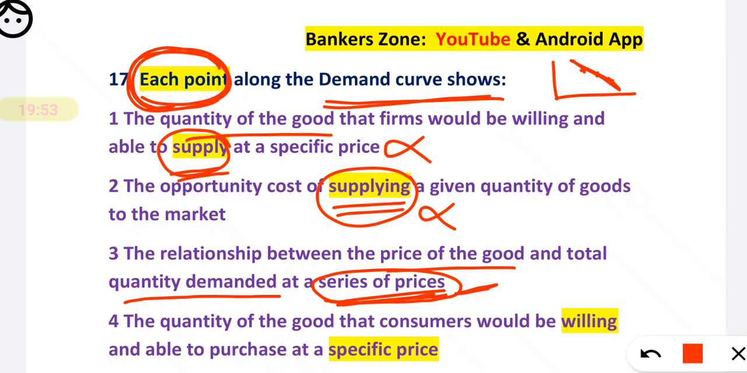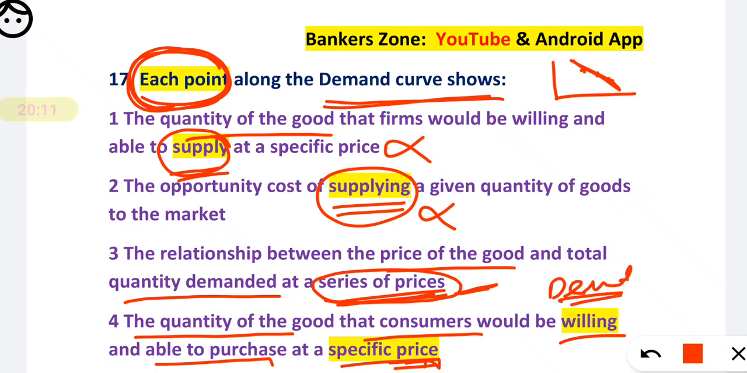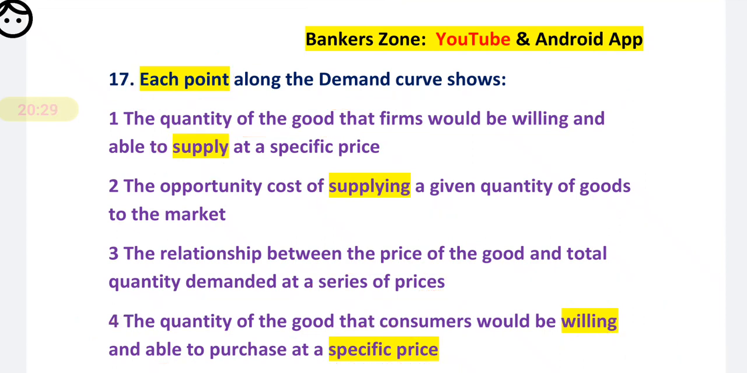Okay, so the last option we have remaining: the quantity of the goods that consumers would be willing and able to purchase at a specific price. Specific price is very important. See friends, consumers willing and able to purchase basically means demand, demand versus a specific price. Why is specific price the correct option here? Because they are asking at each point. In this fashion they can frame a question to confuse you more, so remember how to analyze the questions. Now next question. Here the fourth is the correct option.